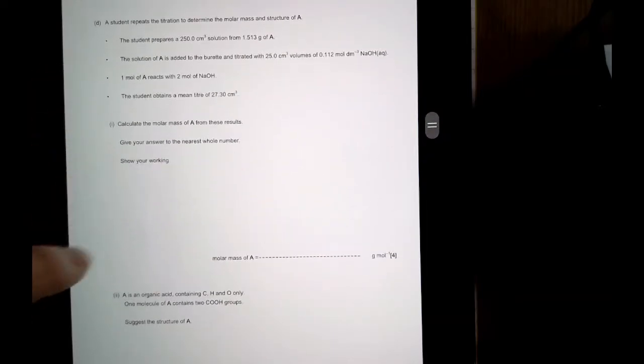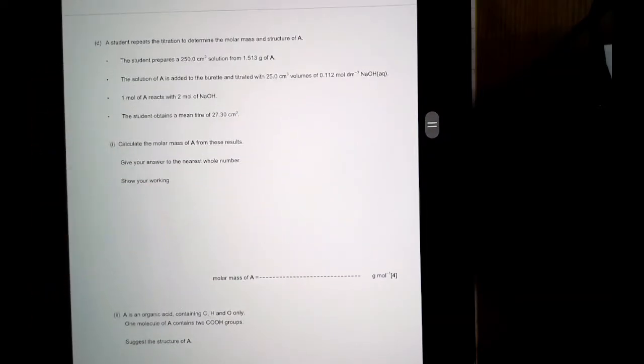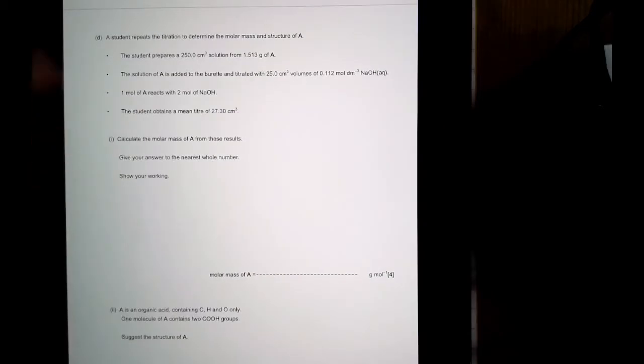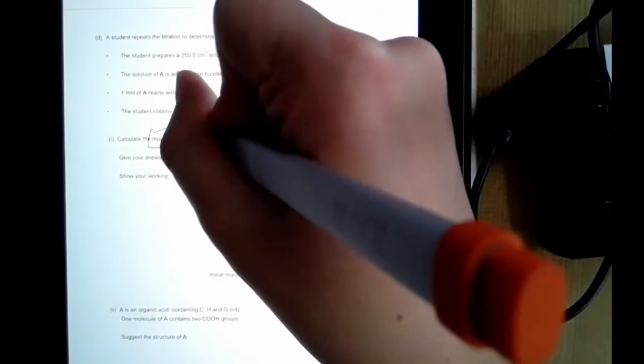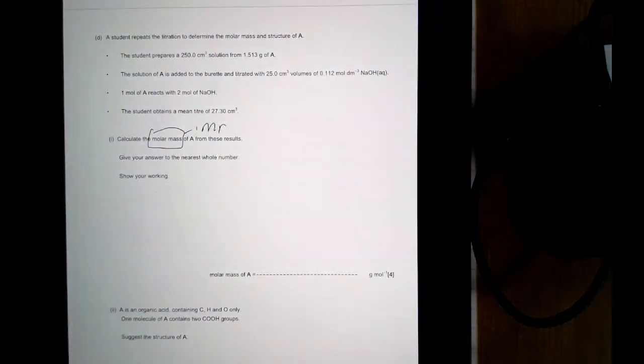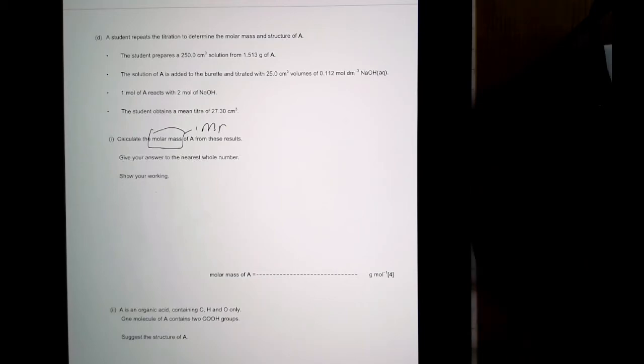I found another question similar to this, but probably a little bit easier. Press pause and have a go at this one yourself. Okay, so it's a similar style of question. Again, you're asked to calculate the formula mass. So molar mass is the same as your MR. So you can use the same method that I just did to work out formula mass.